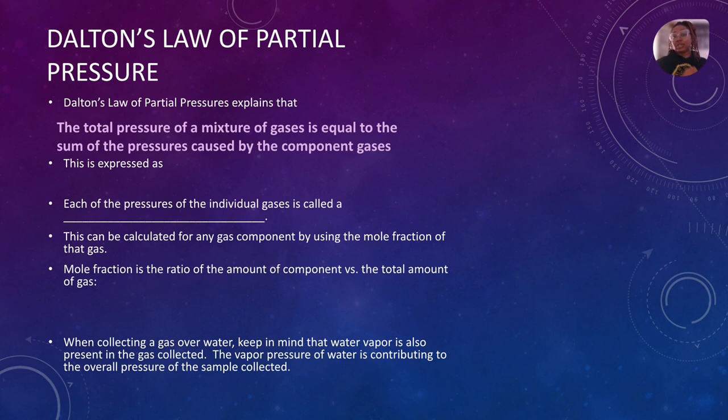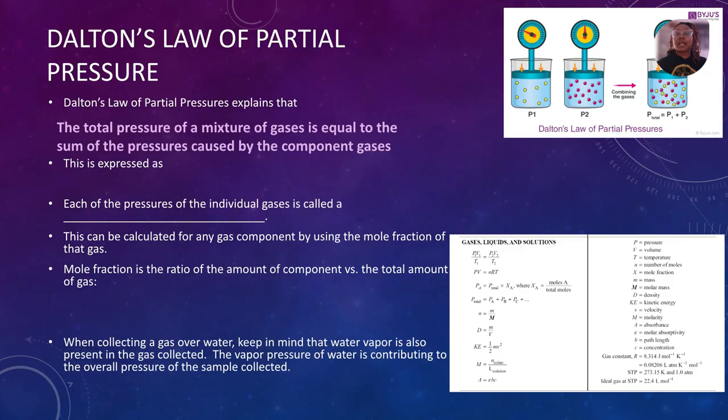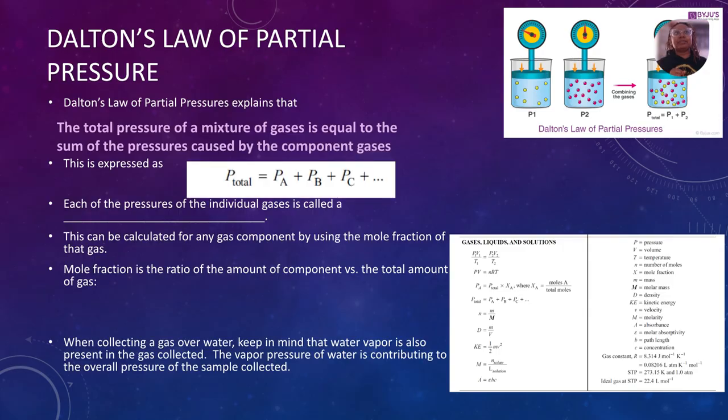Each individual gas has its own pressure, okay? So this is best expressed as P total equals P A plus P B plus P C and so on and so forth, however many gases you have in there. Each of the pressures of the individual gases is called partial pressure.